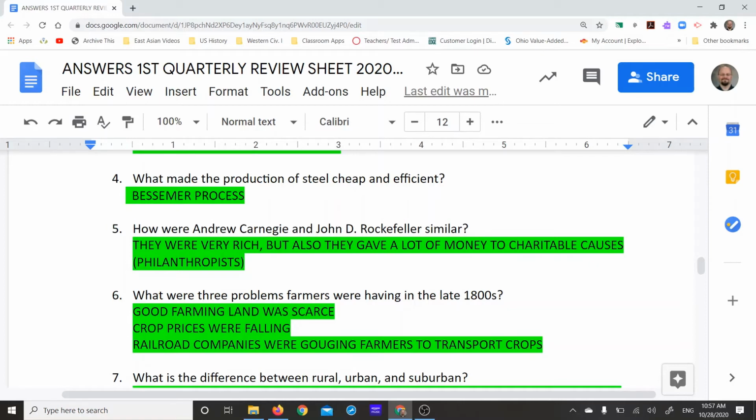Gouging means not like the physical gouging of something, but taking away money that was needed for the farmers. For example, railroad companies knew that they were the only way that the farmers were going to transport crops from one place to another, so they raised their prices.